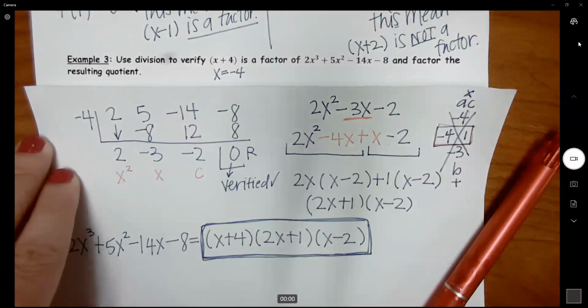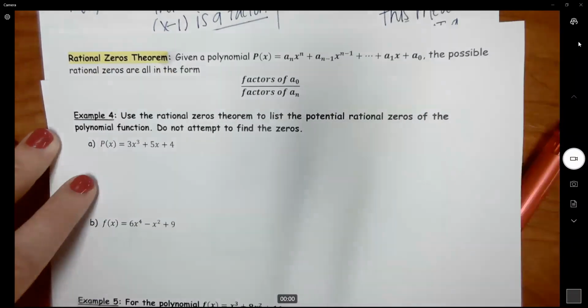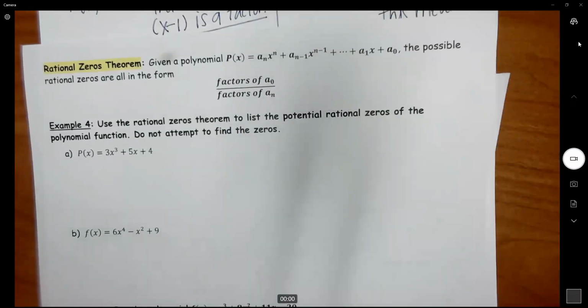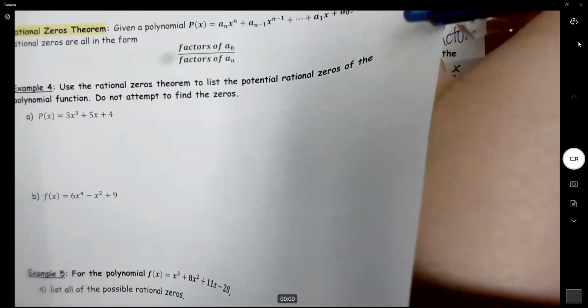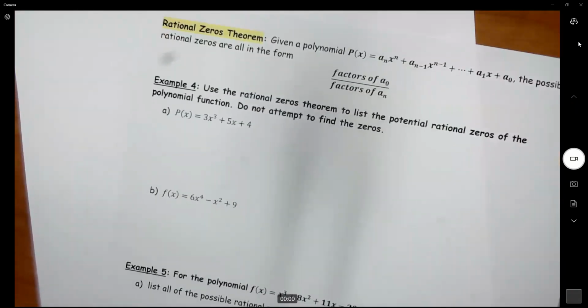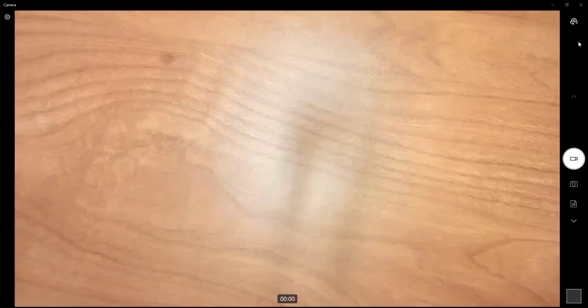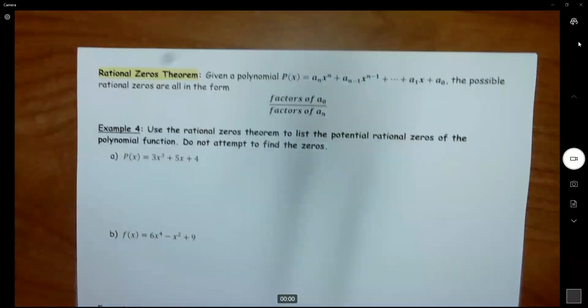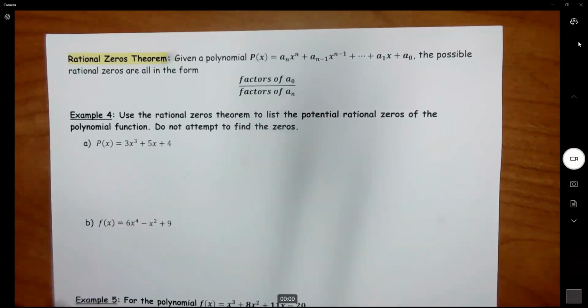So on the next page, we have something called the rational zeros theorem. And the rational zeros theorem is going to help us get to our answer. It's going to help us in this factoring process. So the rational zeros theorem says if you're given a polynomial, the possible rational zeros are in the form of factors of a sub 0 over the factors of a sub n.